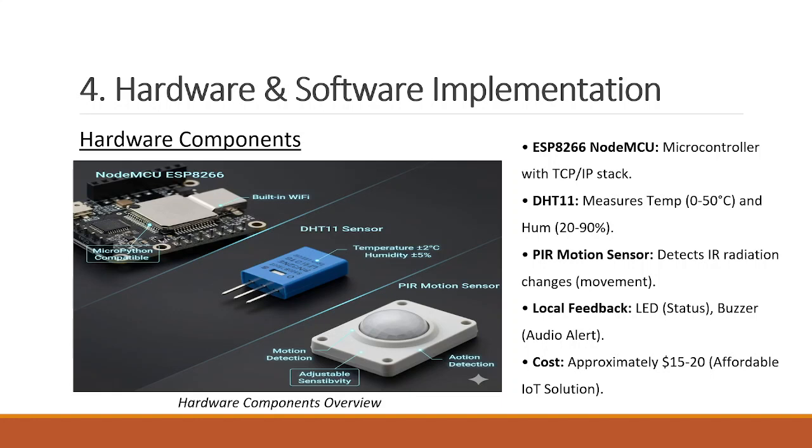Hardware and software implementation. Under that, let's look at the hardware components. The ESP8266 NodeMCU is a low-cost Wi-Fi microchip with full TCP/IP stack capability. The DHT11 sensor measures temperature from 0 to 50 degrees Celsius and humidity from 20 to 90%. The PIR motion sensor detects the infrared radiation changes caused by moving objects. We also use an LED for status indication, a buzzer for audio alerts, and standard components like a breadboard and jumper wires.